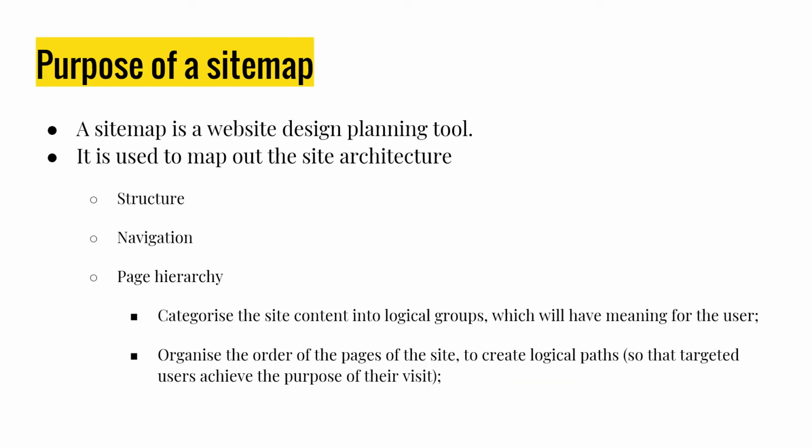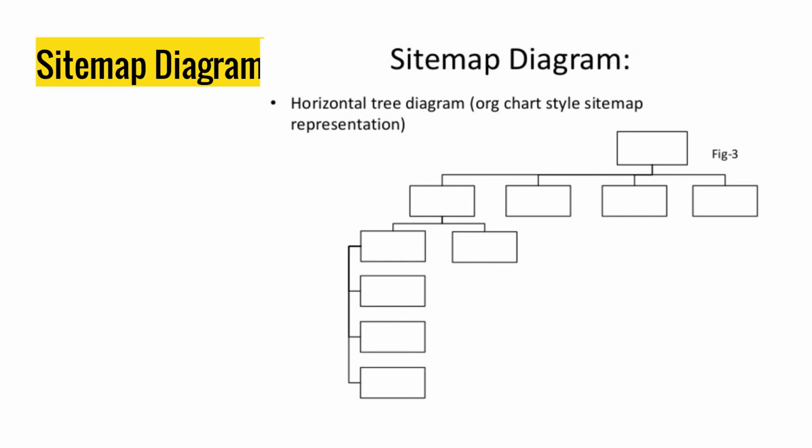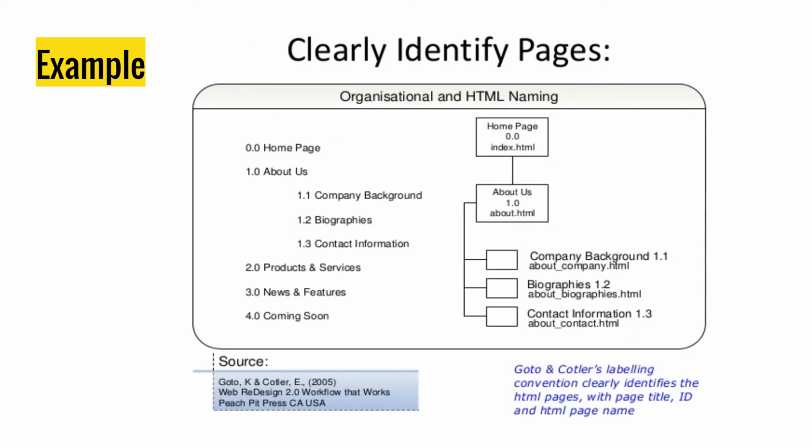So a sitemap is a website design planning tool. It is used to map out the site architecture, the structure, the navigation, the page hierarchy, and so forth. So this is a sitemap outline in the form of an HTML version. This is the horizontal tree diagram. This is the vertical tree diagram. Okay. So this is another example of how to develop your so-called sitemap for your web page.